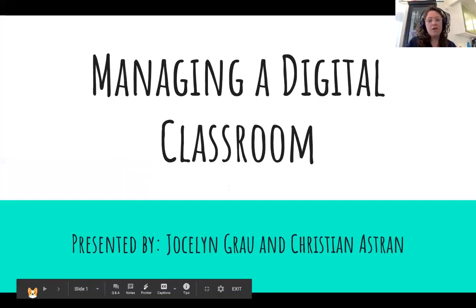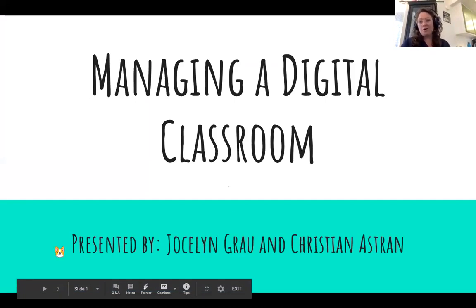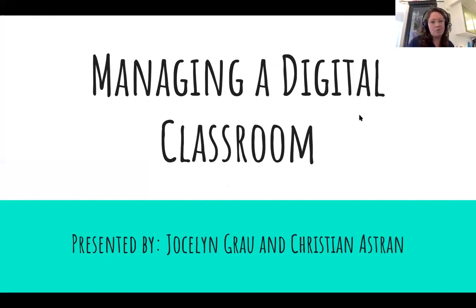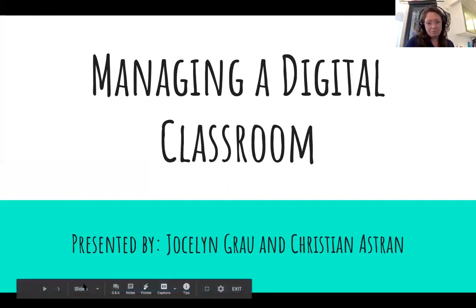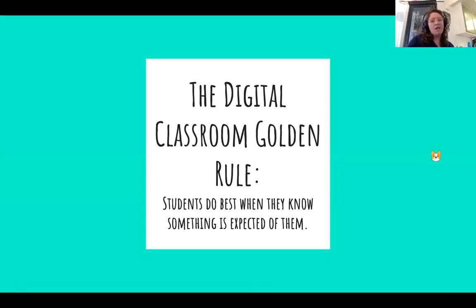There we go. Okay, so this is presented by me and Christian, but this is me talking mostly about what I have discovered, partially because there are some things I've come across that definitely made my life a little more interesting with how you actually manage a digital classroom. Kind of the golden rule here is my first slide. So students do best when you know that something is expected of them. This goes a lot of ways. This means that you expect them to work, you expect them to be articulate, you expect them to be respectful, you expect them to talk, you expect them to participate. So a lot of that has to be set up at the beginning.